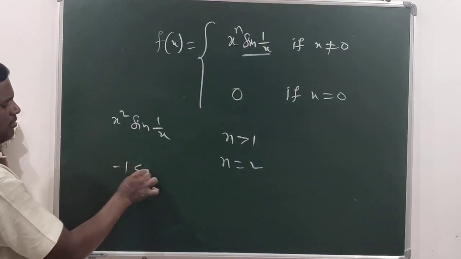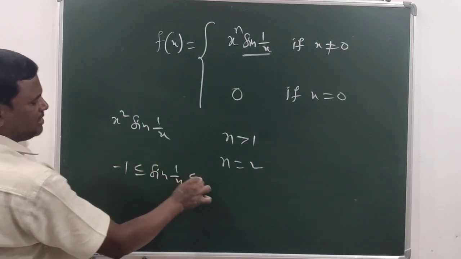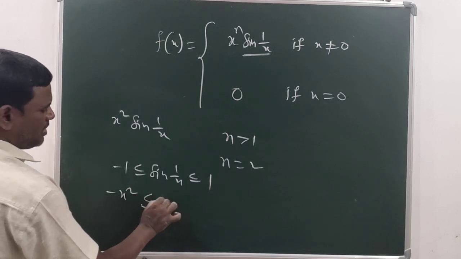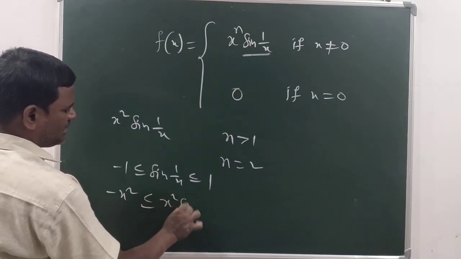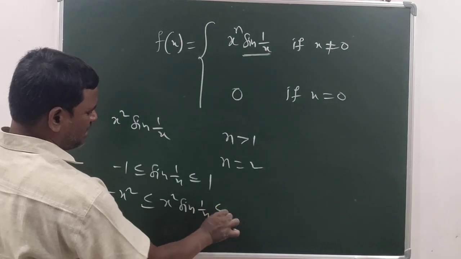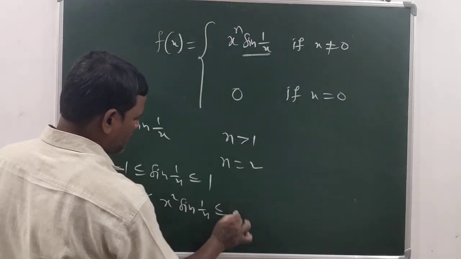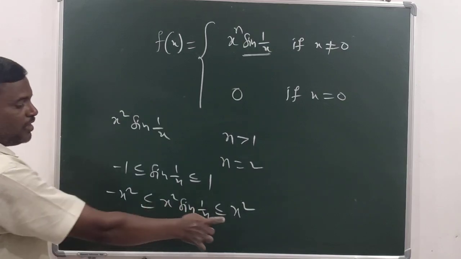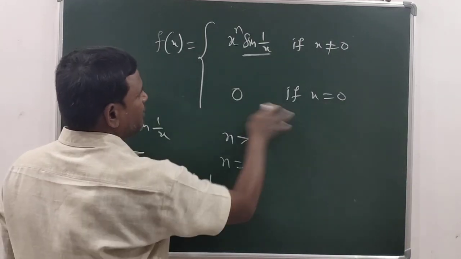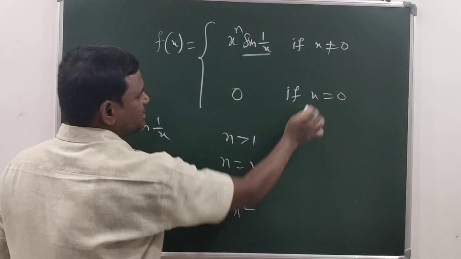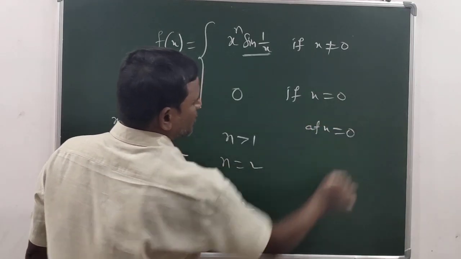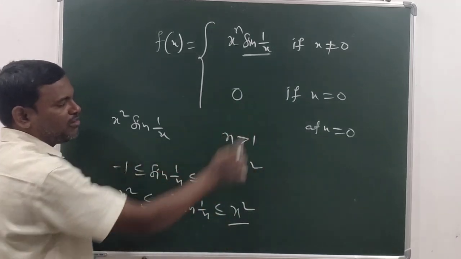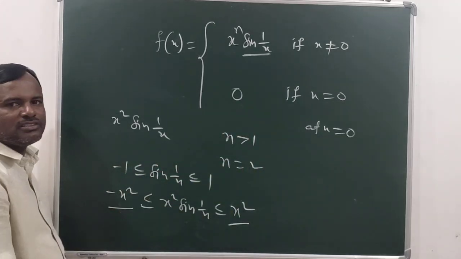Now, sin 1 by x is less than or equal to 1. Multiply on both sides with x square: x square sin 1 by x is less than or equal to x square. Now, it is continuous at x equal to 0. We are checking the continuity at x equal to 0. If you put x equal to 0, the left hand limit is 0, the right hand limit is 0, and the value of the function is 0, hence it is continuous.